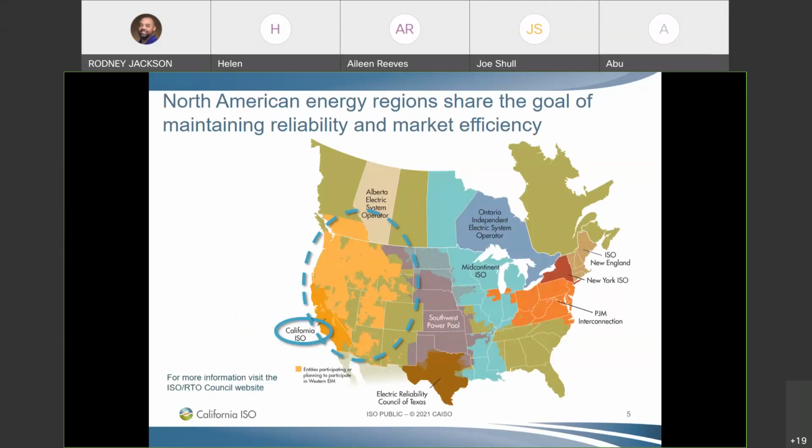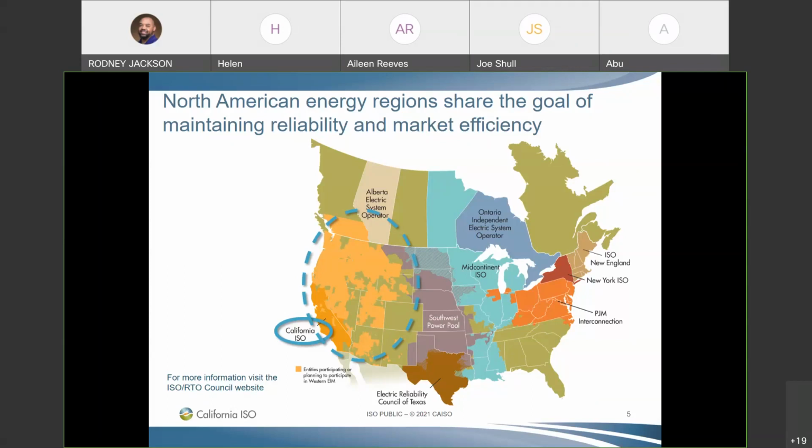So now the North American energy regions share the goal of maintaining reliability and market efficiency. How do we do that? Well, approximately 2/3 of the United States and half of Canada is broken up into 9 energy regions. The independent system operators, or ISOs, and the regional transmission operators, or RTOs, are the federally regulated regional organizations that perform the functions of coordinating and controlling the energy.